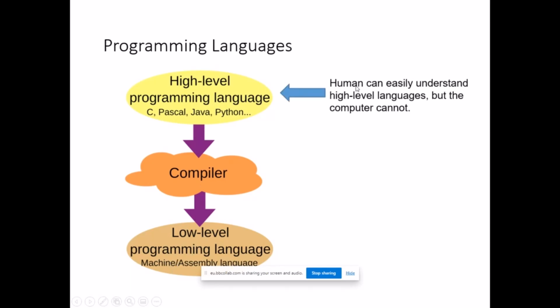Now, humans can easily understand high-level languages, but the problem is that computers do not understand this language.